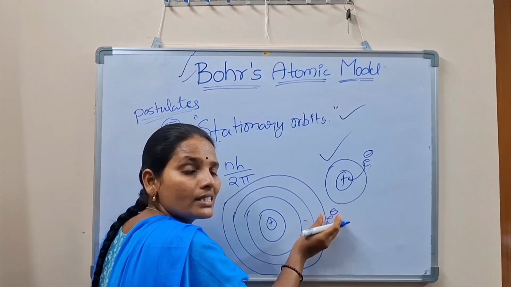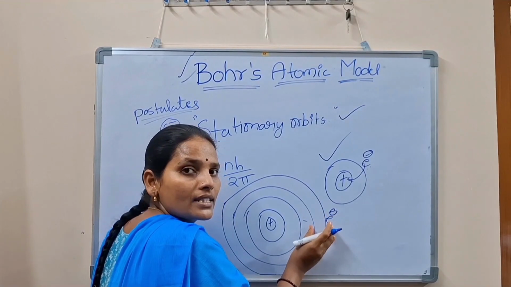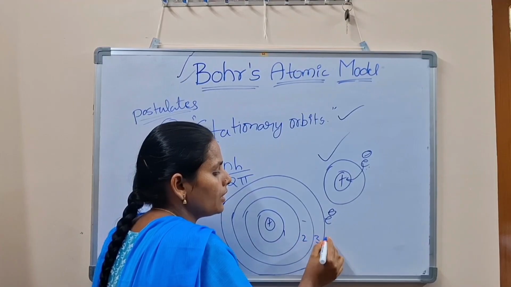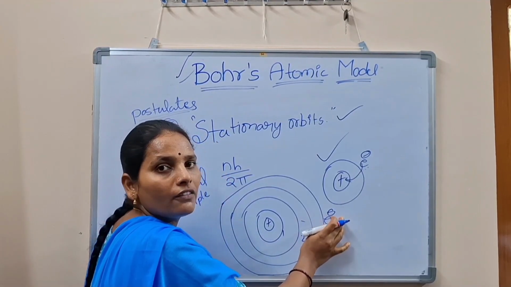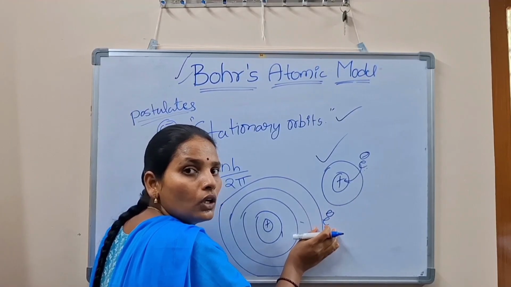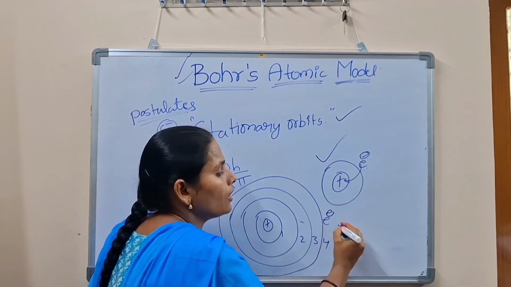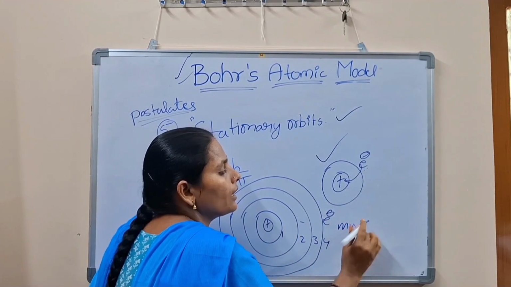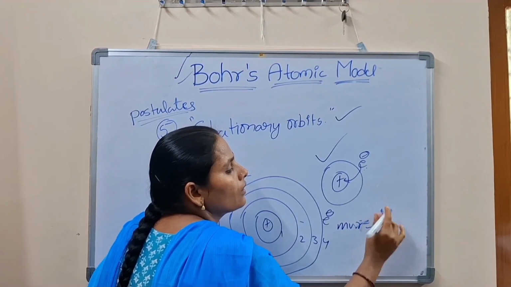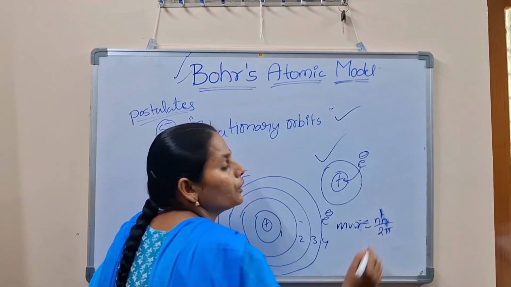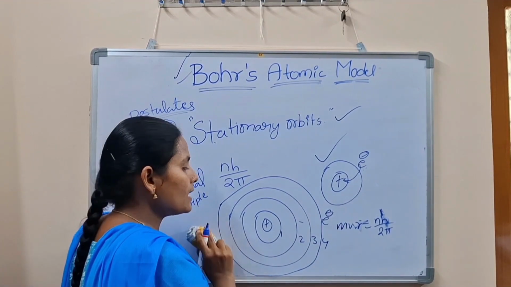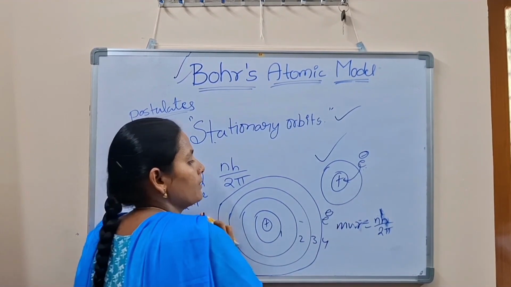The electron is not in between the orbits. This is the first orbit, second, third and fourth. The electron does not revolve in between the orbits. It revolves in the orbit whose angular momentum mvr is equal to nh by 2 pi. That's the sixth point. What is angular momentum? Let's see.